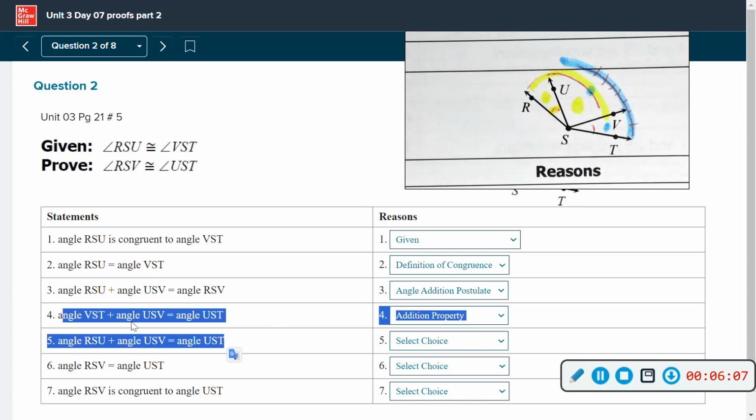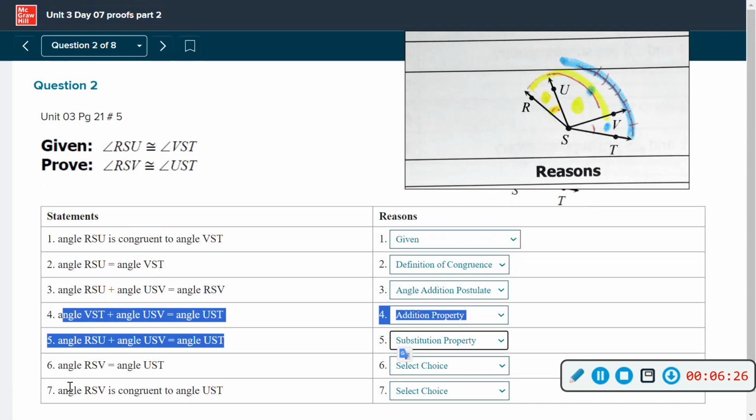Now, how do you know that? Because it says in line 2. So what did we do? We substituted VST for RSU. So that's substitution. Boom. Not exactly transitive, but substitution is the better choice.